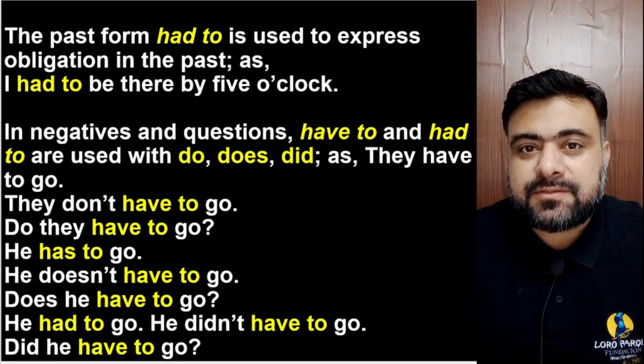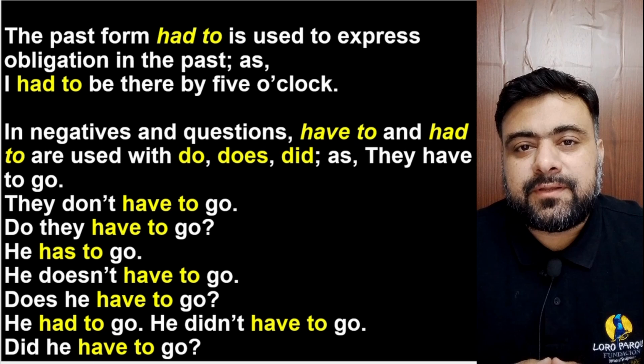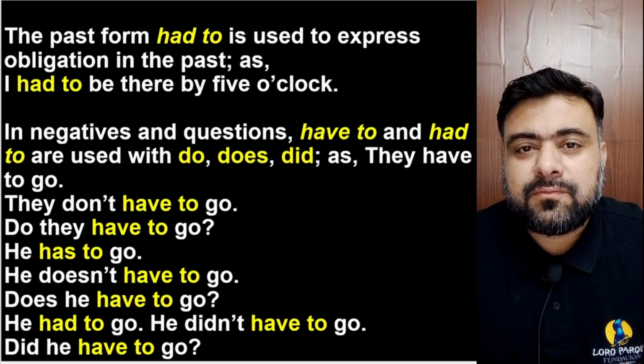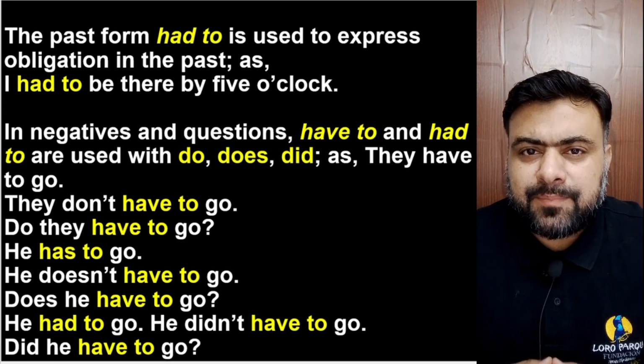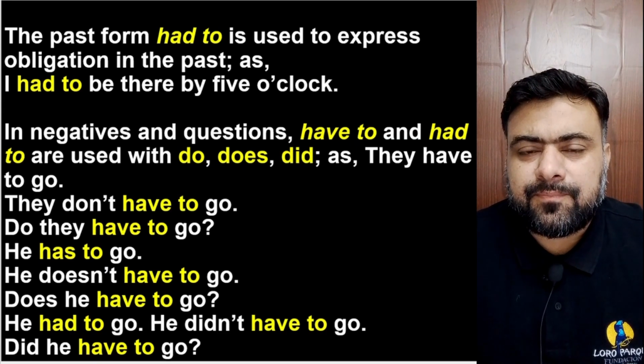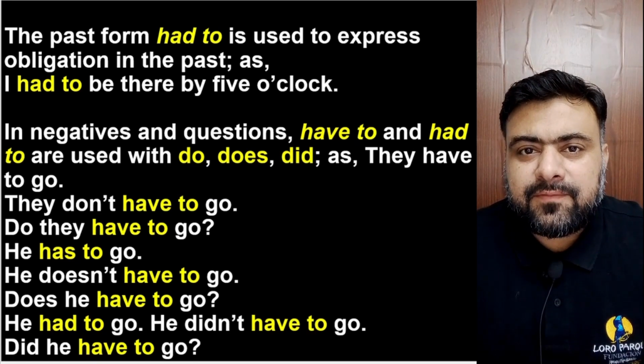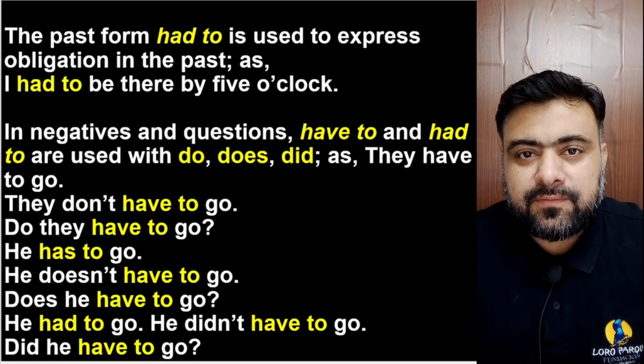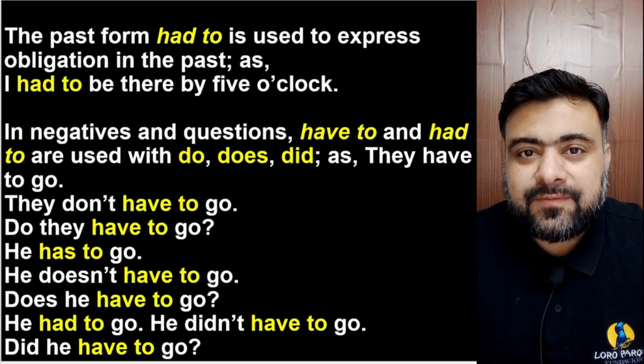Similarly, he has to go. To form the interrogative, does he have to go? And to form the negative, he doesn't have to go. Similarly, in the past, he had to go. To form the negative, he didn't have to go. And to form the interrogative, did he have to go?